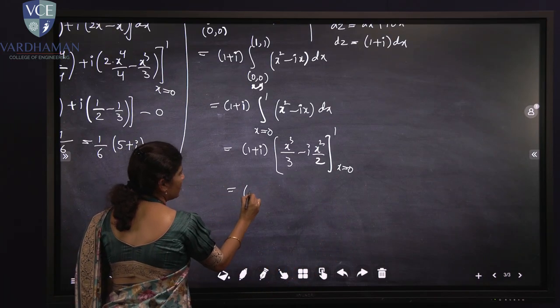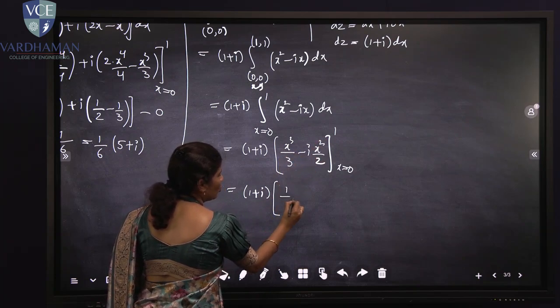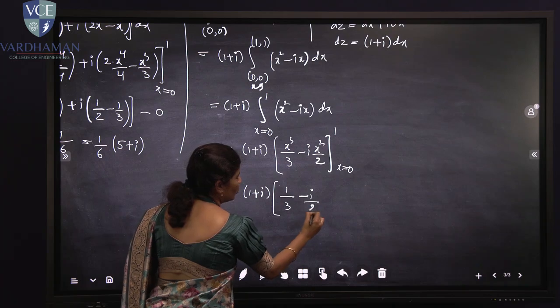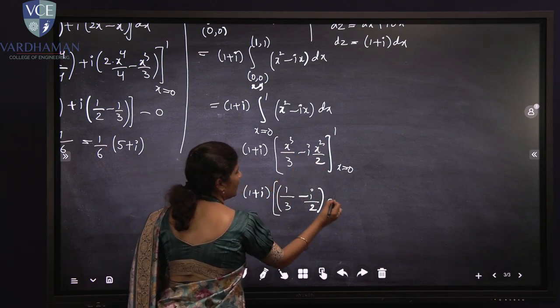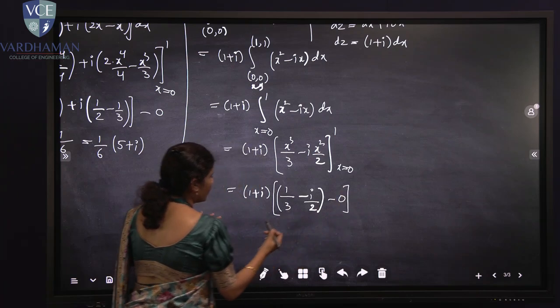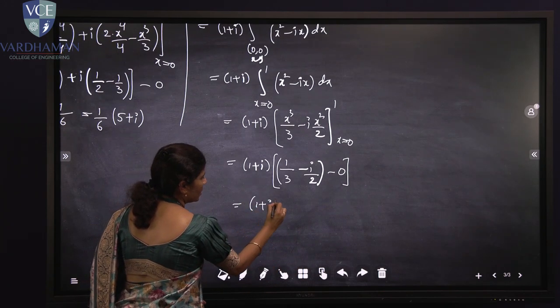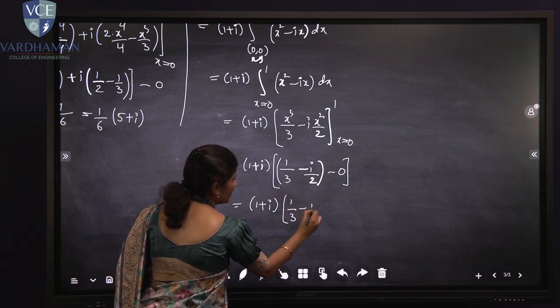Now we replace the upper limit 1 first. If we replace in the place of x the upper limit 1, cube upon 3, that is 1 by 3, minus i by 2, upper limit, minus the lower limit. If we replace the lower limit in the place of x, we will get 0. That is 1 plus i, and this one is 1 by 3 minus i by 2.